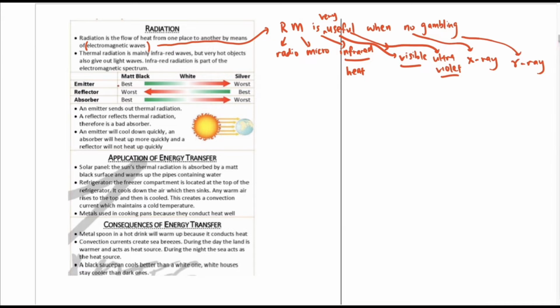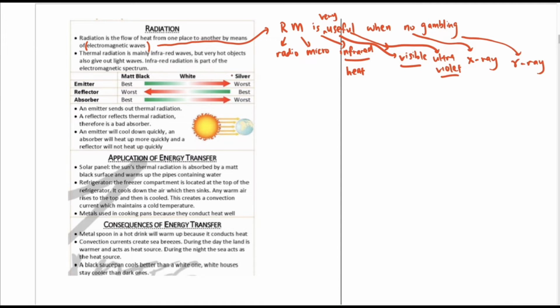One of the examples that I can give is a black car in winter. It becomes cold quickly compared to a silver car. And of course, a black car will be very hot also in a hot place. In a hot place it will be very hot, but in winter it will be very cold because it is the best emitter. Okay, so white is moderate, silver is worse.